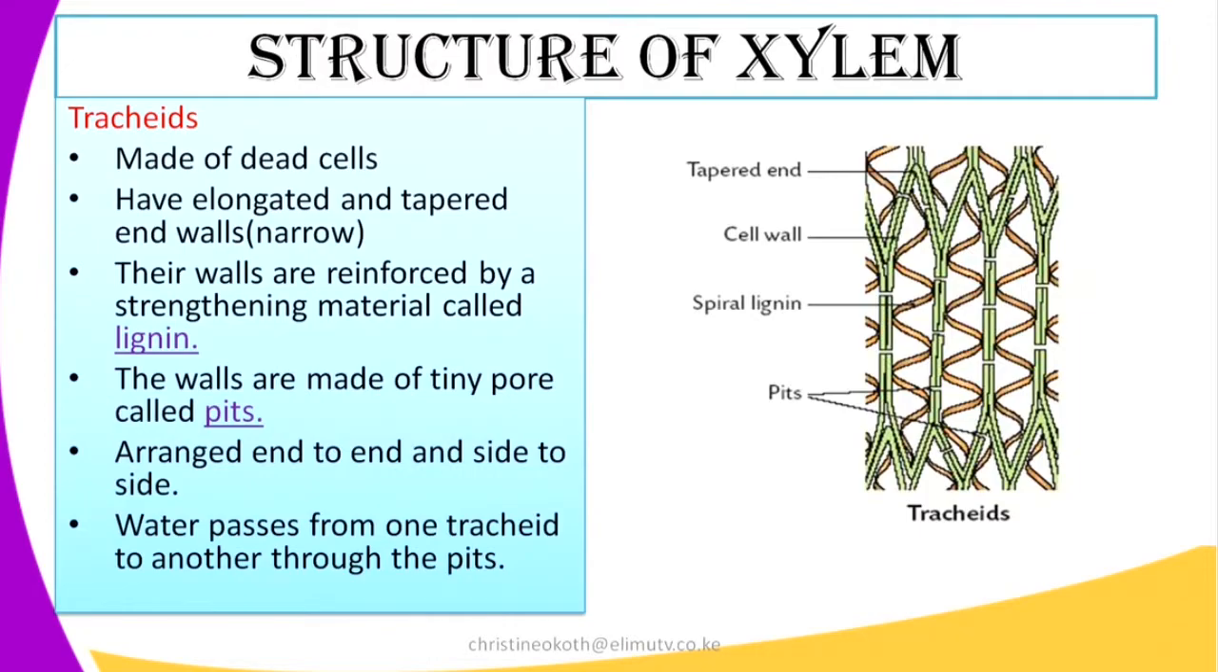Then the tracheids are arranged end to end and side by side. So the water passes from one tracheid to another through the pits. So the holes are the ones which help in the passage of water.